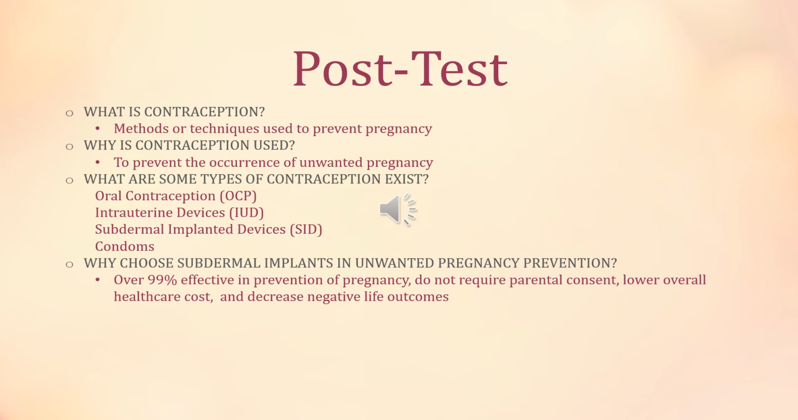So that was the end of my presentation. We're now at my post test. I'm gonna go back to those questions. What is contraception? It's methods or techniques used to prevent pregnancy. Why is contraception used? It's used to, again, prevent the occurrence of unwanted pregnancies. What are some types of contraception? There's oral contraception, intrauterine devices, and subdermal implanted devices, along with condoms. And then last but not least, why choose subdermal implants in unwanted pregnancy prevention?